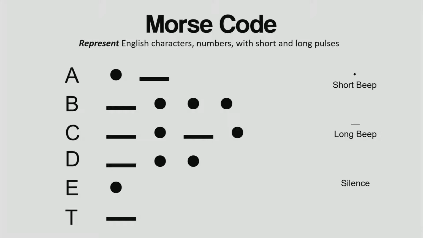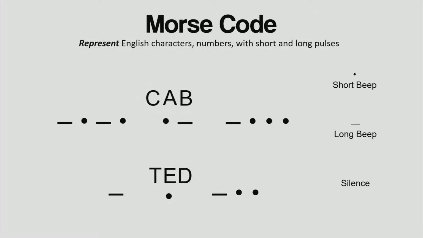send a short beep and then the longer beep, and someone seeing this message from the other side can write the same things back. E is a short beep, T is a longer beep, and the list goes on. So to send a message, you have the representation for C, and the representation for A, and the representation for B.